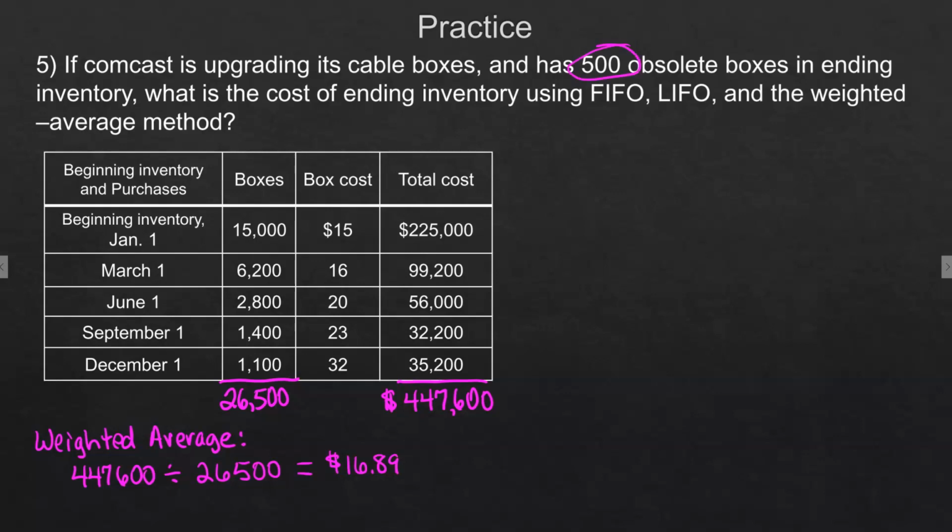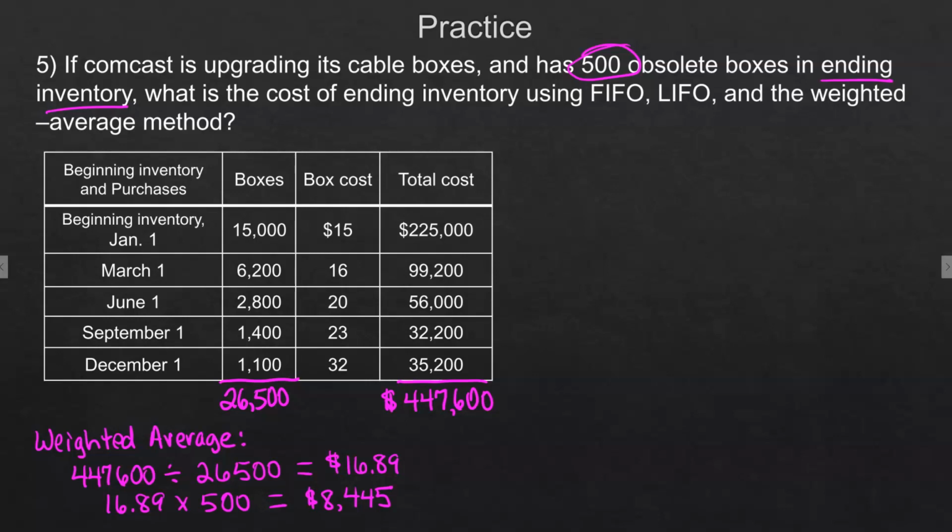Now it said there are 500 in ending inventory. So we're going to take 16.89 times 500, and that gives us a total of $8,445 in ending inventory for the weighted average method.